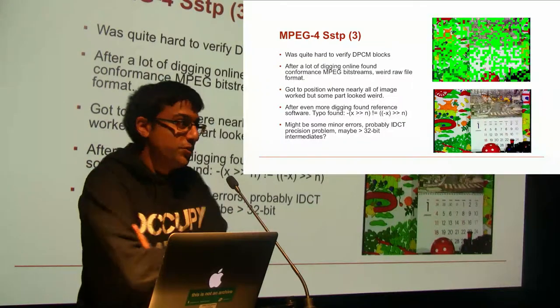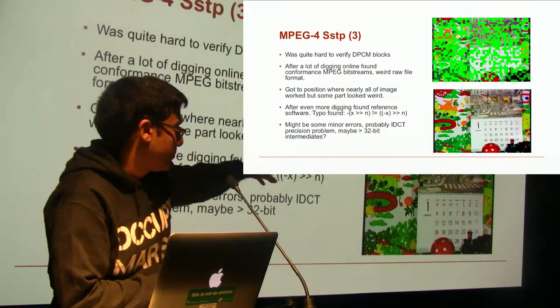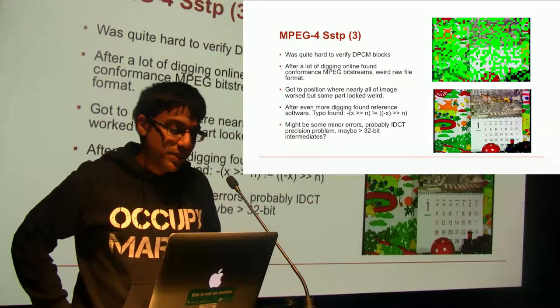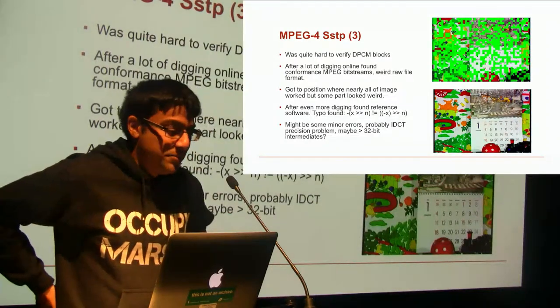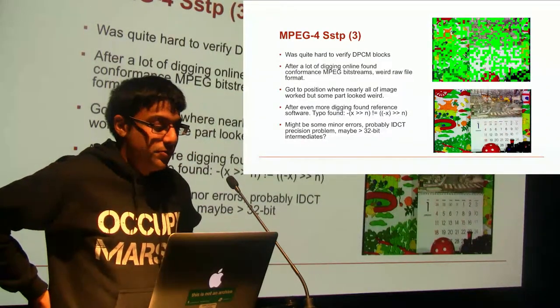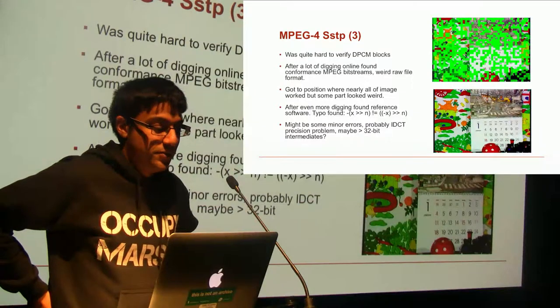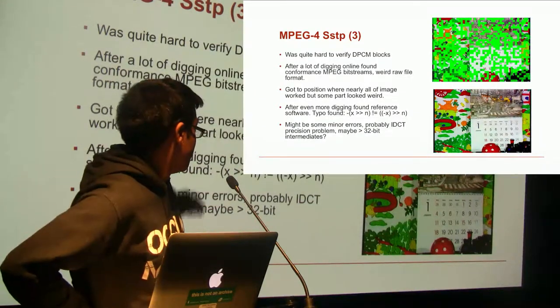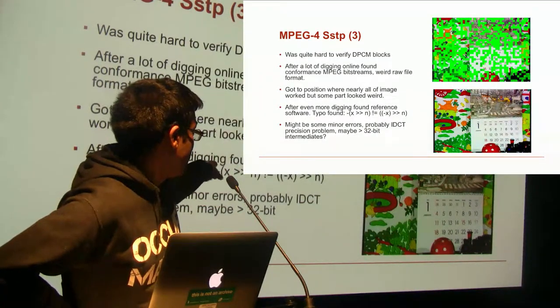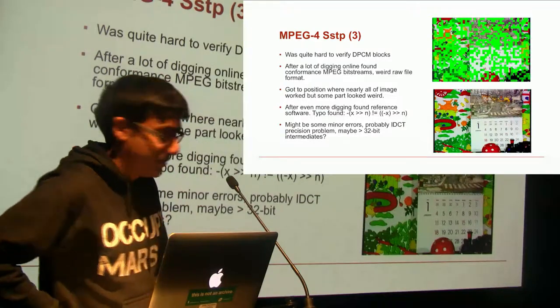But I got stuck. There were these black blotches everywhere. What's the problem? After some more digging, there's actually a reference implementation from 2002 that I found, and I had a typo. X shift N minus is not the same as minus X shift N, basically.